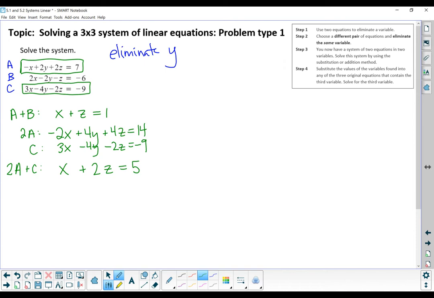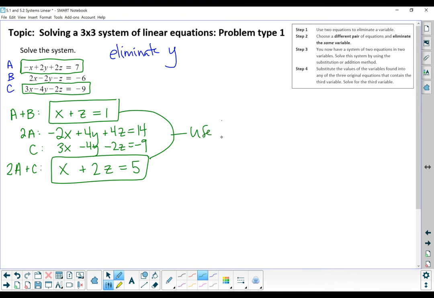Okay, so I eliminated y twice, and I ended up with this equation and this equation. Both of those equations have two variables, x and z. So we are going to use these two equations to solve for x and z.